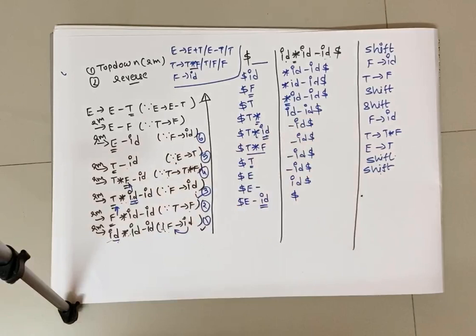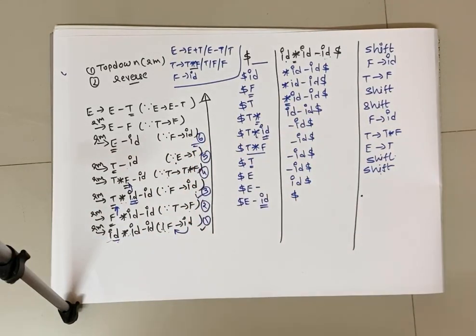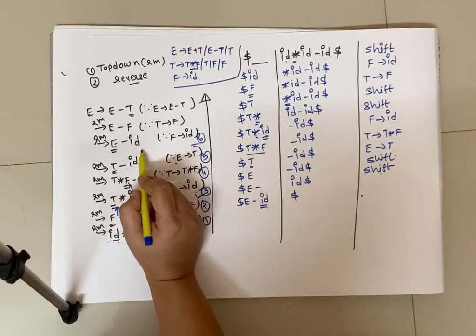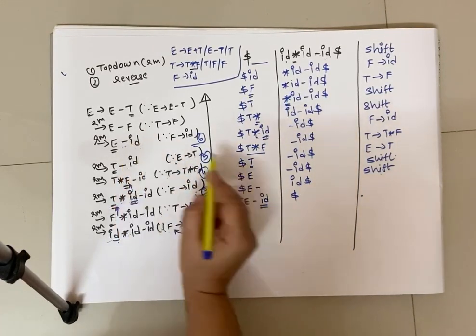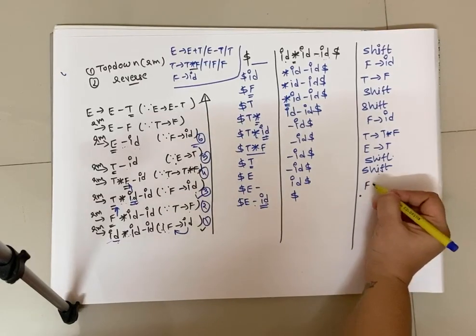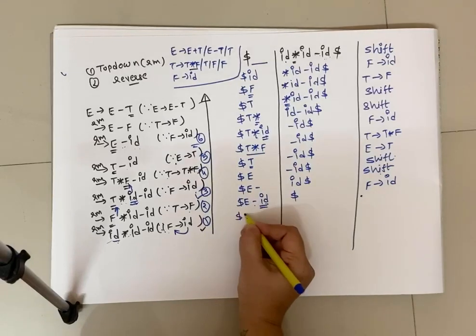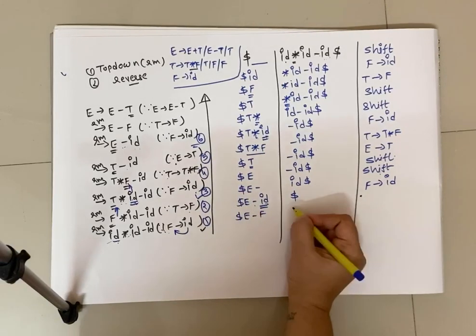Right. Now on top of the stack what do you have? ID. So the next operation, the sixth operation, can be applied. Which ID is going to be reduced to F? The ID which is on right hand side of minus. Exactly the same. So what action am I going to perform? ID will be reduced to F. So dollar E minus F.